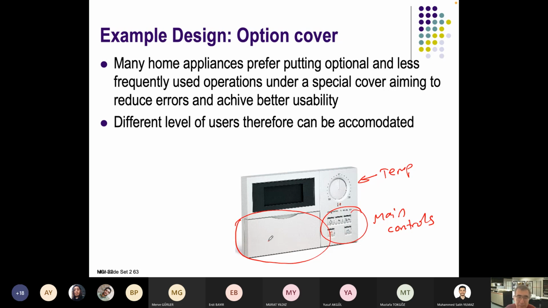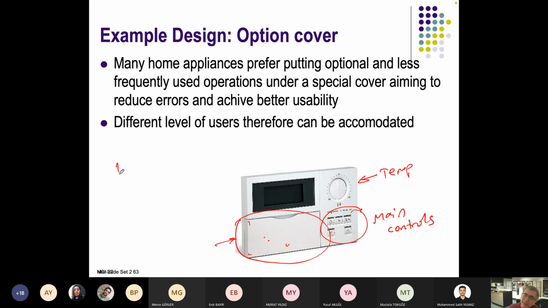Why did they do it? Because they could have put these buttons in front, but in that case, the user interface will be very hard to use. Nobody is trying to deal with these all the time, so they put a cover. So for inexperienced people, for casual use, only these are sufficient. For advanced use, you open the cover. So this is a very good example and can be implemented in software.